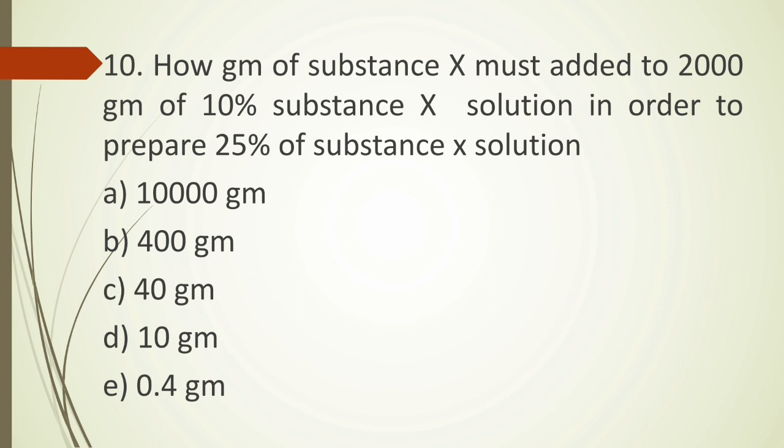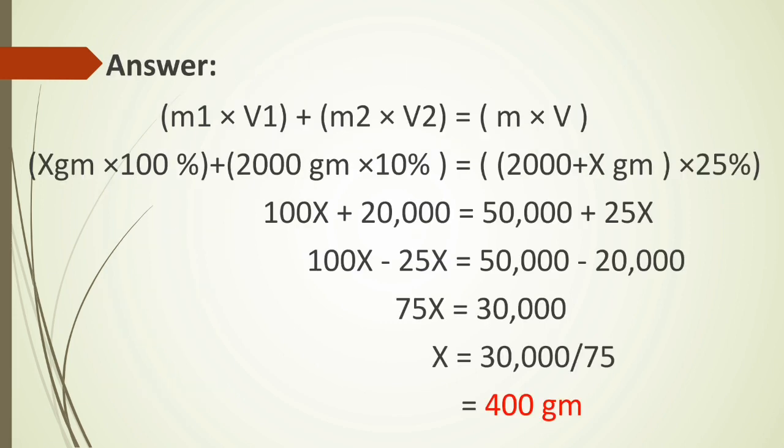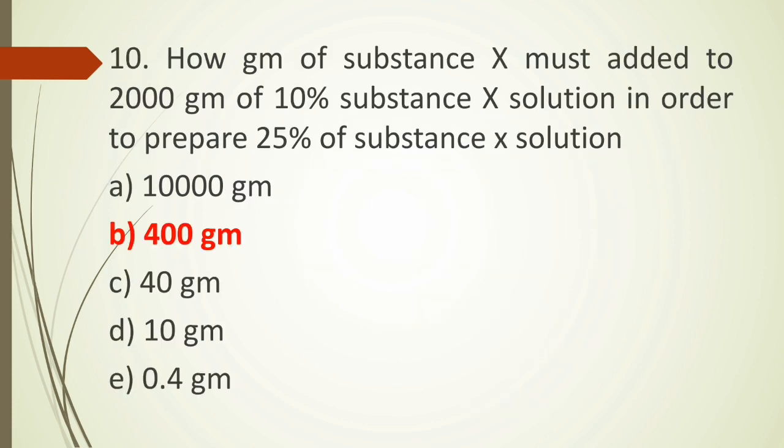So we have to add the equation M1V1 plus M2V2 is equal to MV. In some cases the equations may be like M1C1 plus M2C2 is equal to MC. Here also the terms are equally similar. So by substituting the terms we can find out the concentration of drug. So this is an easy question. By substituting we can find out the answer. Here the correct option is option B, 400 gram.